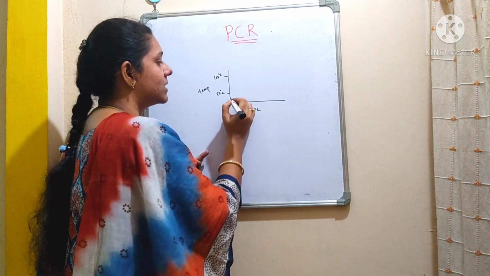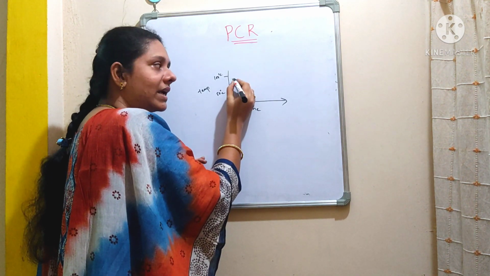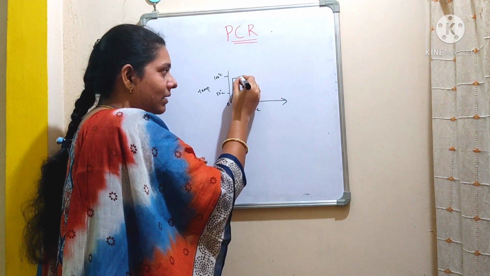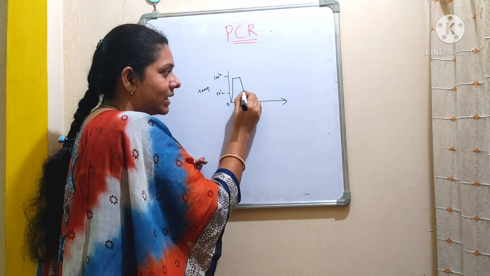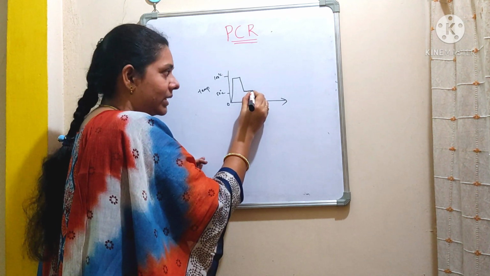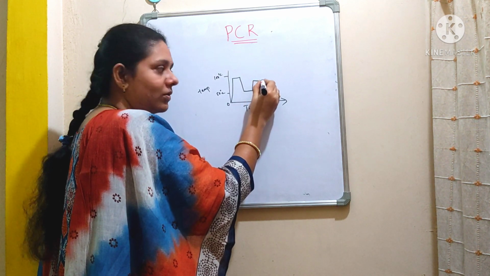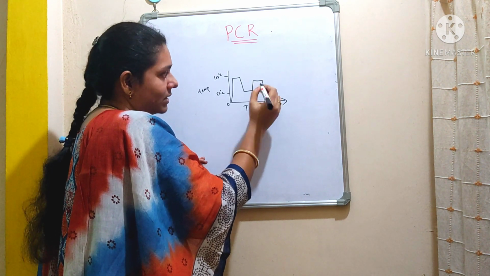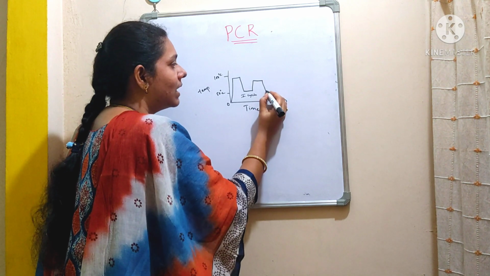So what happens in the first step is the denaturation, right? It will go up to 98 degrees centigrade for a certain time period, and then again the temperature drops to 50 to 56 degrees centigrade for a certain time period, and then again it will increase the temperature to 72 degrees centigrade. Okay, this is the first cycle. What happens again in the second cycle?